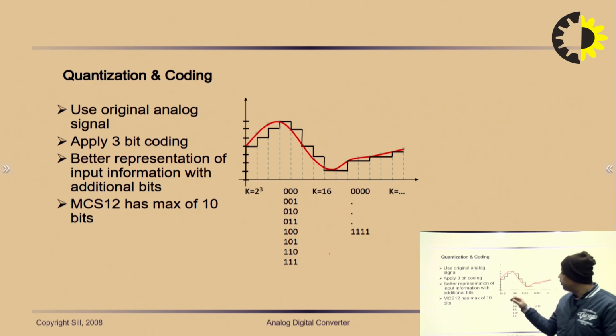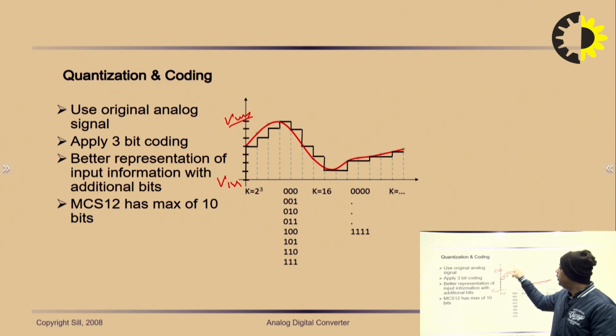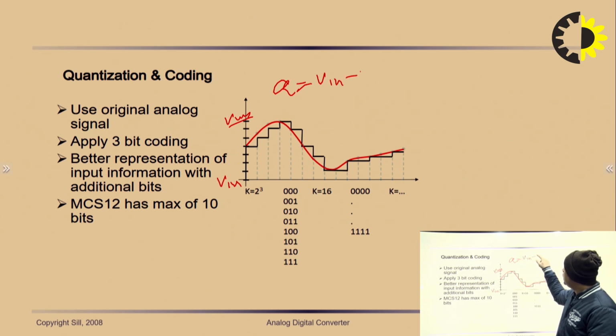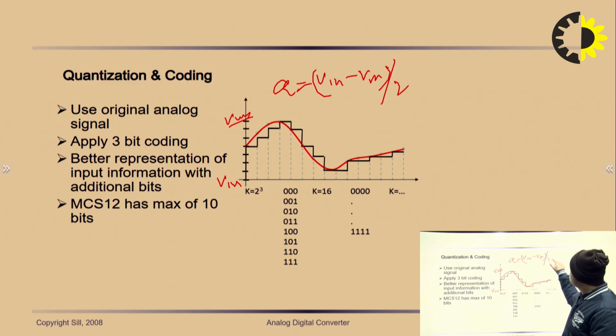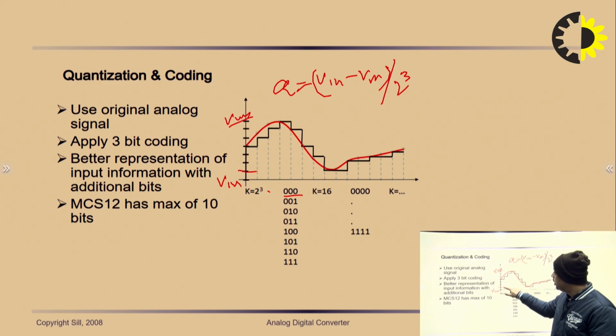So in this case, if this is V minimum and this is V maximum, the quantization size is equal to V maximum minus V minimum divided by the total number of levels, which is 2 to the power 3, where in this case the code size is 3 bits. So this is the quantization level, that is the gap between one level and another level.